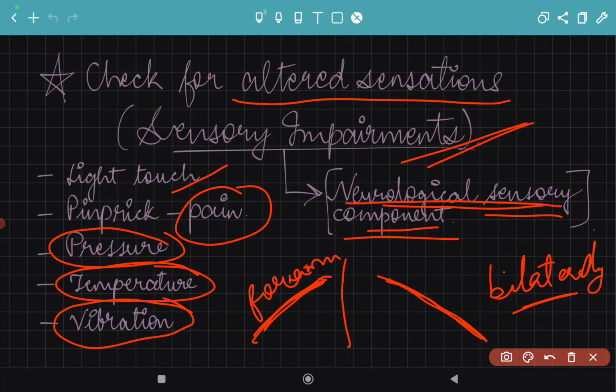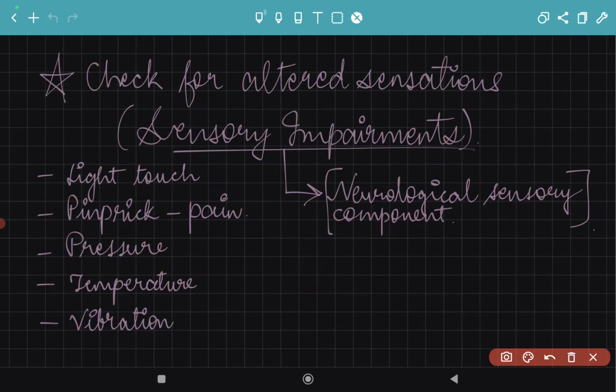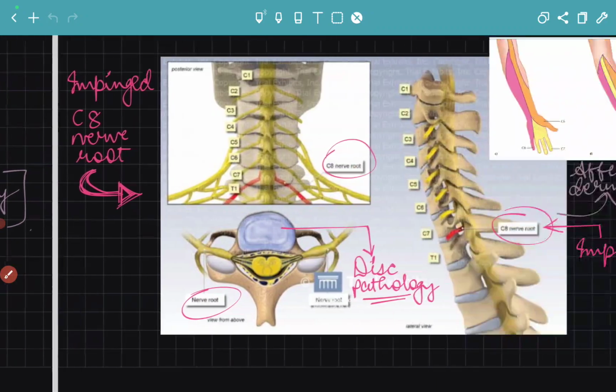And if we are finding some abnormality, then we will now understand which dermatome this particular region is. So we will understand at which disc level or which vertebral level the problem is coming from, basically. So this was about it.